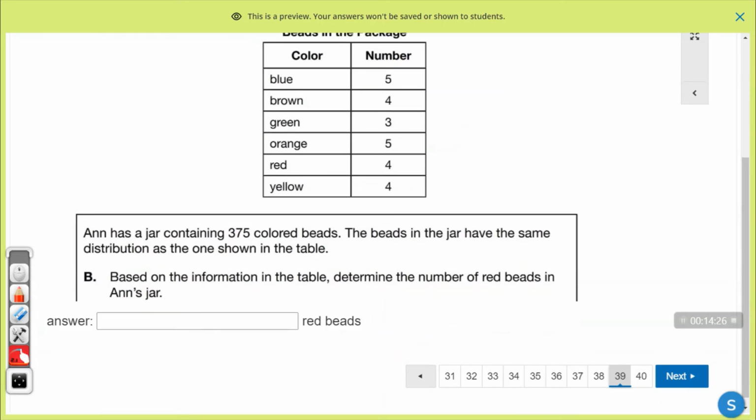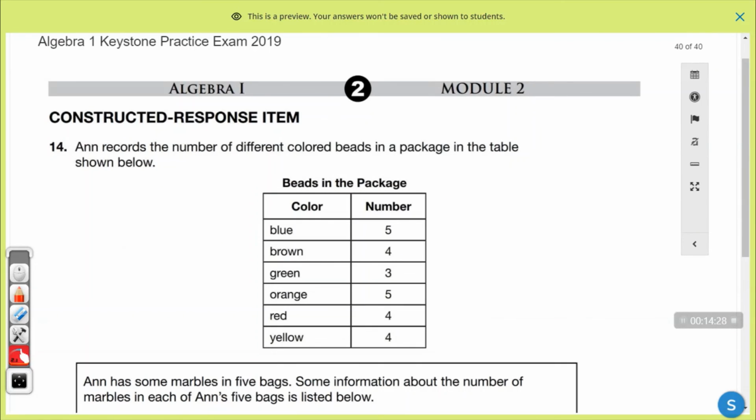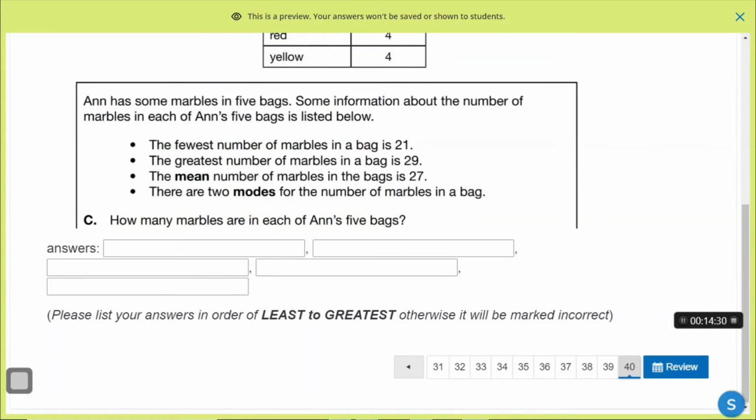Let's look at our last part here. Part C. Anne has some marbles in 5 bags. Some information about the number of marbles in each of Anne's 5 bags is listed below. The fewest number of marbles in a bag is 21. The greatest number of marbles in a bag is 29. The mean or average number of marbles in the bags is 27. There are 2 modes for the number of marbles in a bag. How many marbles are in each of Anne's 5 bags?